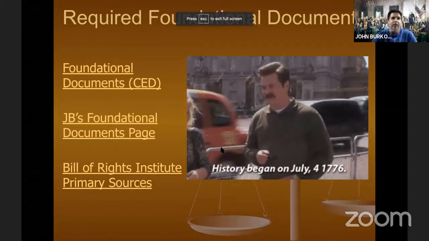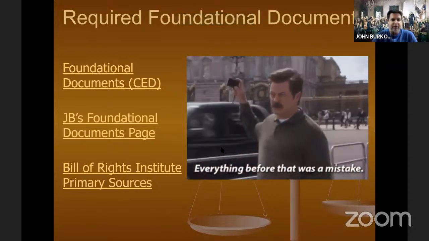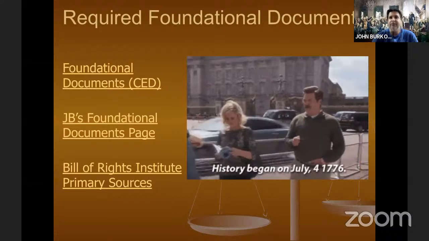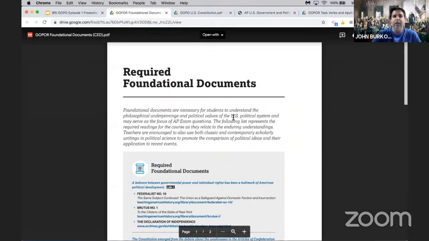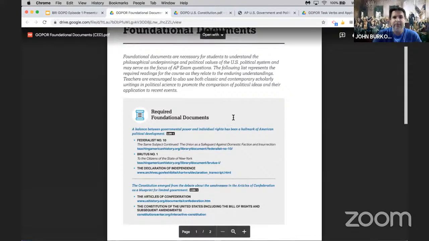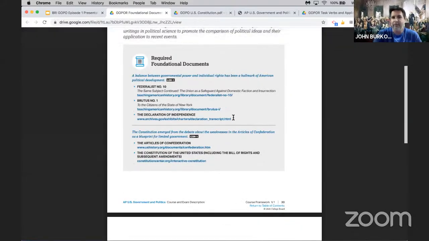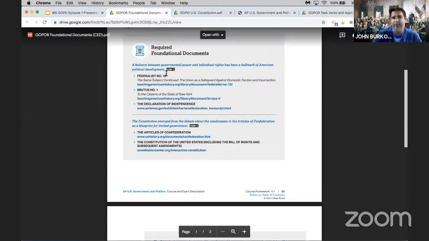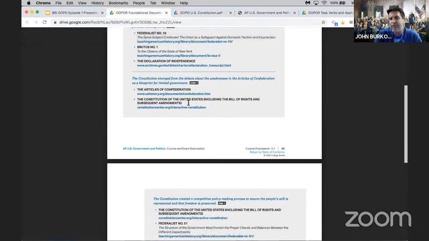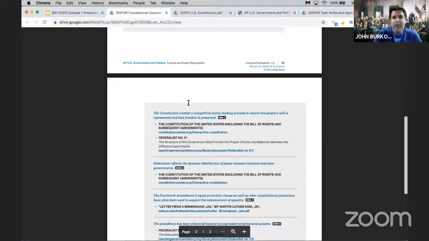Now, College Board also includes not just content, specific factual information and evidence, but also these foundational documents. Again, the CED will tell you which are the required primary sources that must be understood. You want to get into the main ideas of these documents. Right here you see Federalist number 10, Brutus number 1, and the Declaration of Independence. What's great is that they categorize these documents under these big ideas. See here, balance between government power and individual rights, with these particular documents: the Articles of Confederation and the Constitution. And it goes on and on.